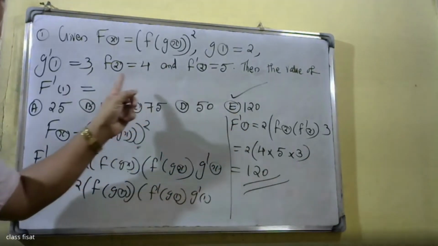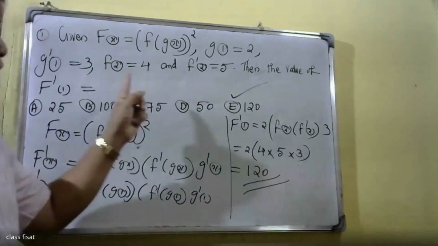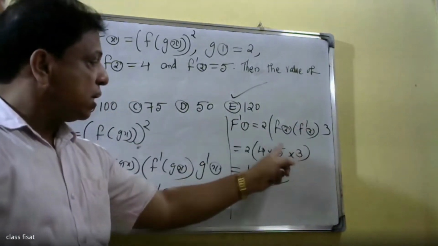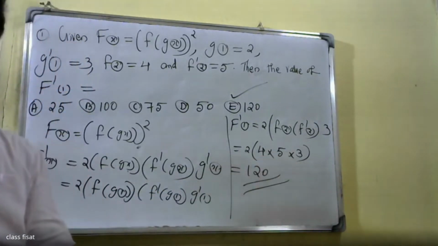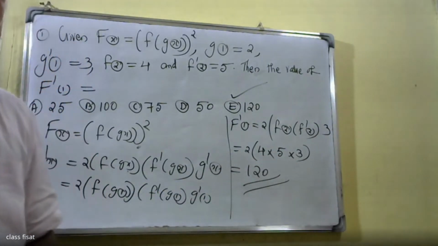F of 2 is 4, f dash 2 is 5, and g dash 1 is 3. So 2 into 4 into 5 into 3 is equal to 120. That is the answer. That is the problem done.